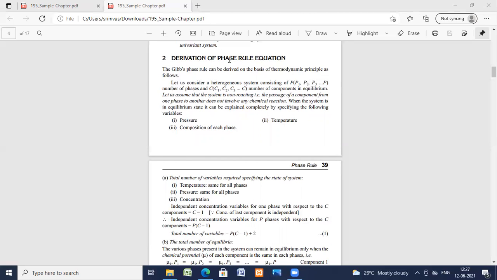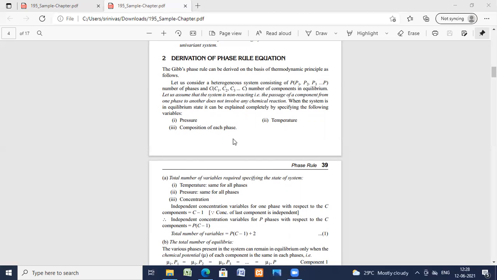See here, Gibbs phase rule can be derived on the basis of the thermodynamic principle. Considering a heterogeneous system of different phases and different components, a non-reacting mixture is taken. There is a passage of the component from one phase to another phase and it doesn't involve any chemical reaction. When such a system is in equilibrium, it can be completely specified by the following variables: pressure, composition, and temperature.